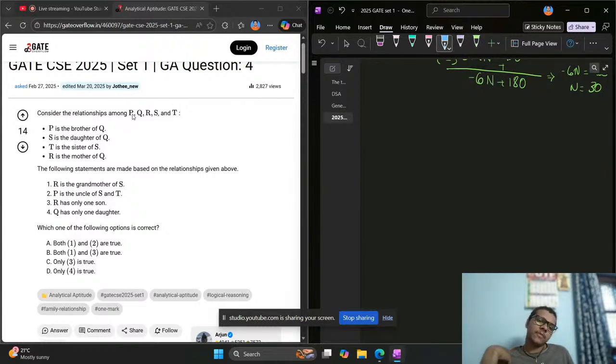So, relationship among P, Q, R, S, and T. P is brother of Q. S is daughter of Q. T is sister of S. Right, siblings, daughter, sister. R is mother of Q. Okay. R is grandmother of S. One is true.